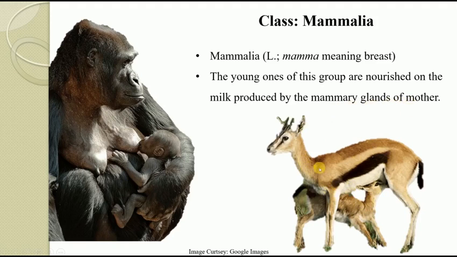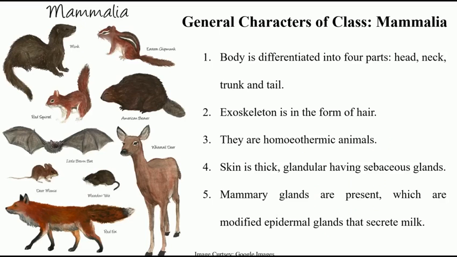Here you can see two diagrams. This is a female deer giving nourishment to her cub via the mammary gland, which is responsible for producing the milk. This is the most important characteristic feature for all kinds of mammals. In addition to that, they have several features which are quite different from the rest of the phyla. So let's see the general characteristic features of Mammalia one by one.